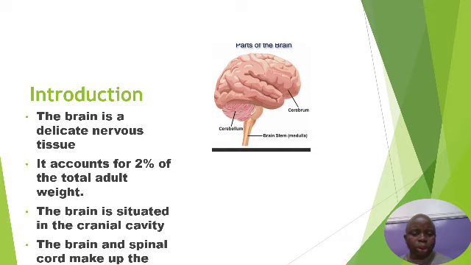By way of introduction, the brain, as you can see in the diagram, is a delicate nervous tissue. It accounts for 2% of the total adult weight, and the brain and the spinal cord make up the central nervous system. You can see the area of the brain here, the cerebrum here. You can see the stalk, which is a stem, what we call the brain stem, that has three structures: the midbrain, the pons varolii, and the medulla oblongata. Then we have the hindbrain, which is the cerebellum.